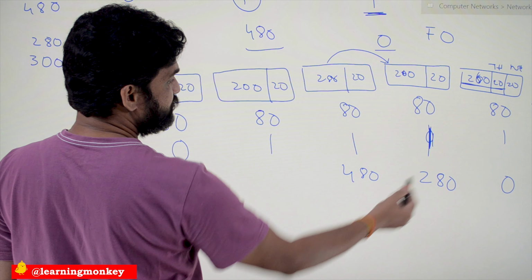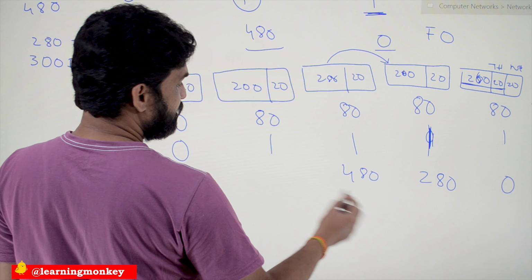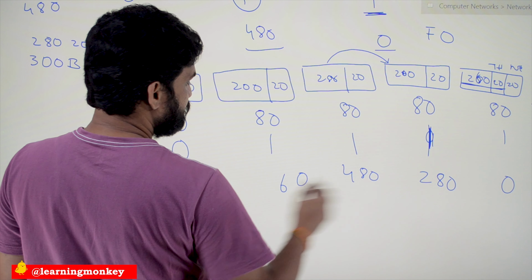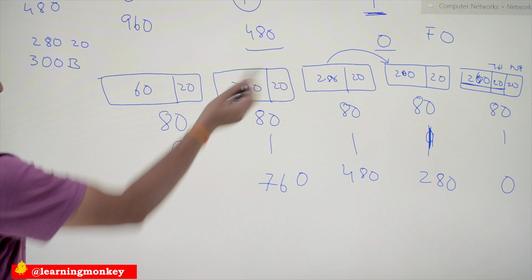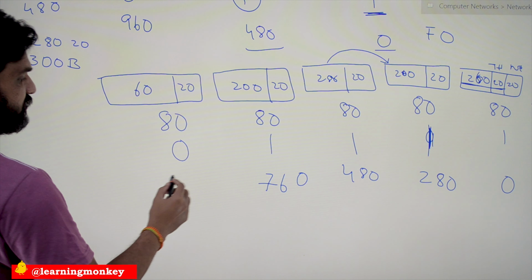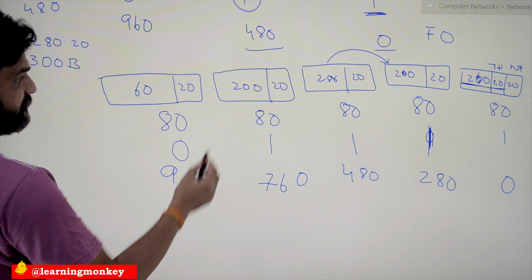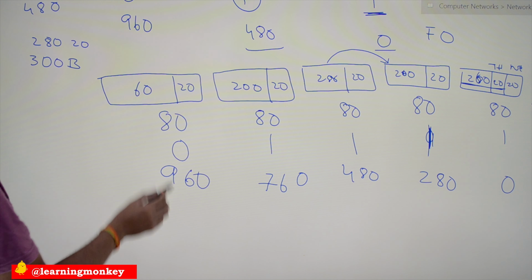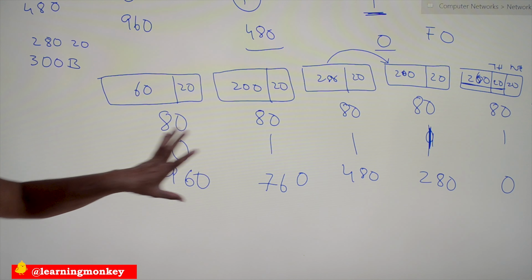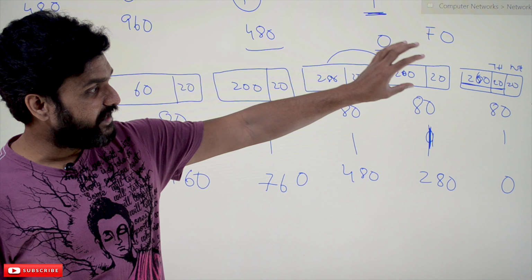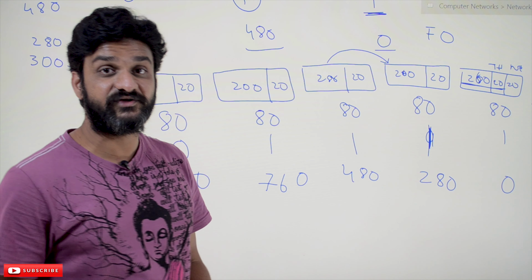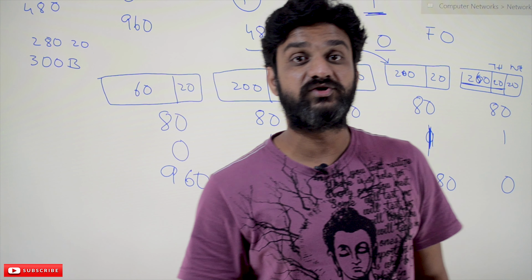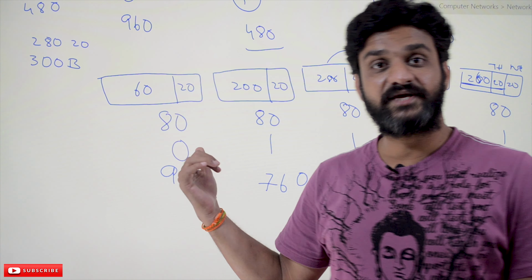Now the next one: are there any data bytes ahead? Yes, 480 plus 280, it is 760. Are there any data bytes ahead? Yes. How many are there? It is plus 200, so it is 960. See here, 960, the last one. So this is how the ID, MF and the fragment offset will be set at every fragmentation that is done at the routers.